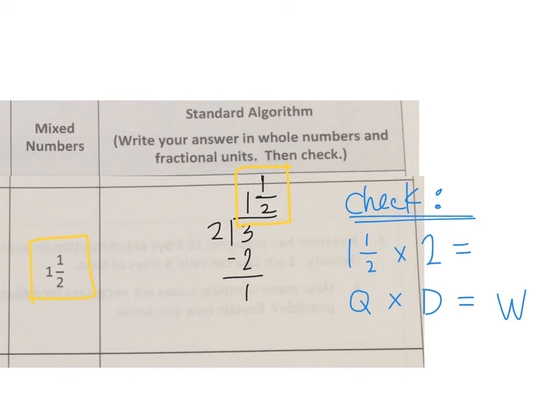Should I just write 3 right there? No. Okay, what's 2 copies of 1? 2. What's 2 copies of 1/2? 1. What's 2 plus 1? 3. Is that our whole? We can put a check. We checked it, and we are confident that our answer is correct.